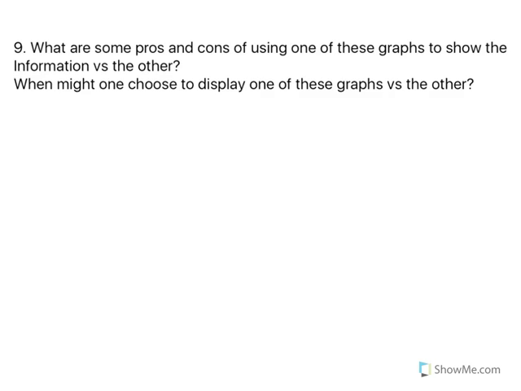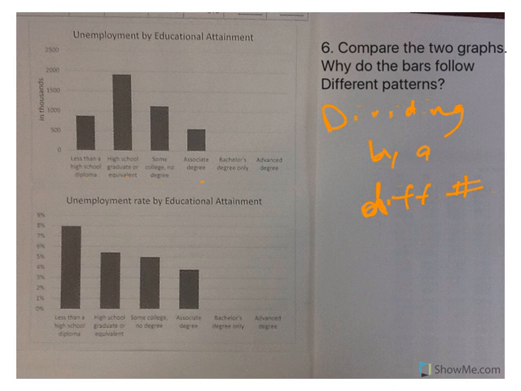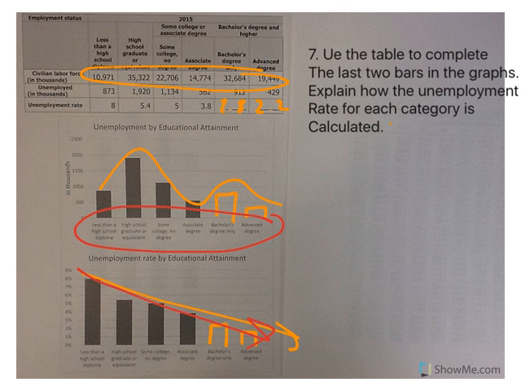Okay, pros and cons of these graphs, or why you might choose one over the other. Well, let's just go ahead and look at this sheet. We'll look at this one because we completed it. If you're trying to convince somebody that they really should get an advanced degree, you might want to use the second one. Look at your unemployment rate. You have a way better chance of being unemployed if you don't have any kind of degree at all. And as you get a higher degree, high school, some college, associates, bachelor's, advanced, the more education you have, the less chance you have of being unemployed.